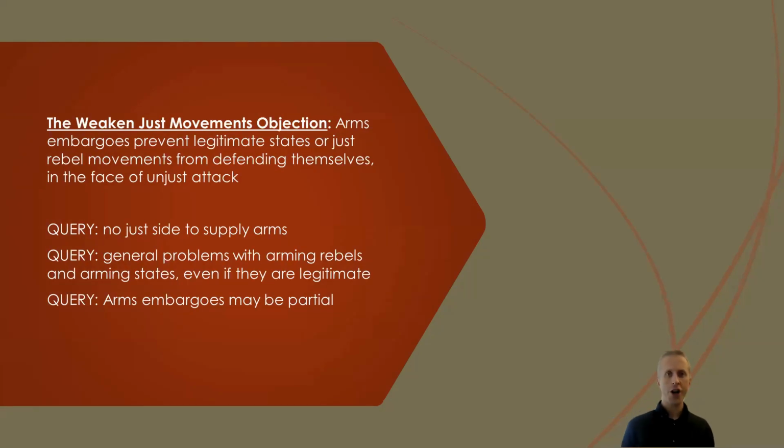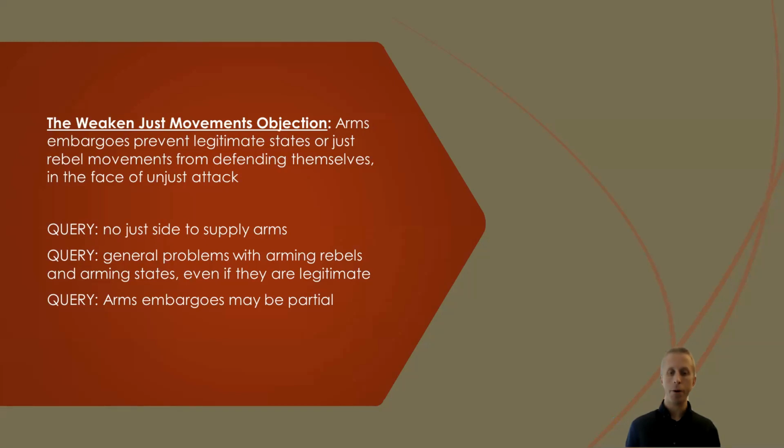The second objection is what we can call the weaken just movements objection. It claims that arms embargoes prevent legitimate states and just rebel movements from being able to defend themselves in the face of an unjust attack. The imposition of arms embargoes stops states and rebel movements that are pursuing just causes from being able to obtain the arms that they require.